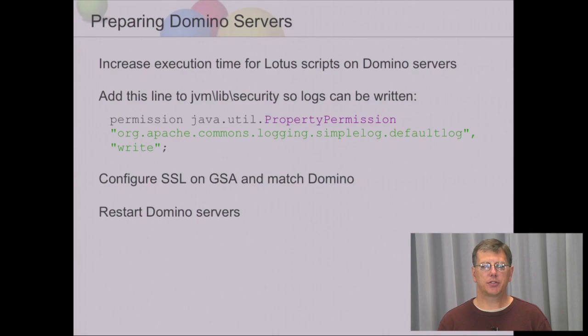So preparing the Domino servers, we want to increase the execution time for Lotus Notes script on the Domino servers because there's going to be some long-running scripts. We add this line to the JVM lib security so logs can be written. And then we configure SSL to match the GSA and the Domino server. So if SSL encryption is used on your Domino server connections, then you'll also have to set up the GSA for SSL encryption. Then you restart your Domino servers.